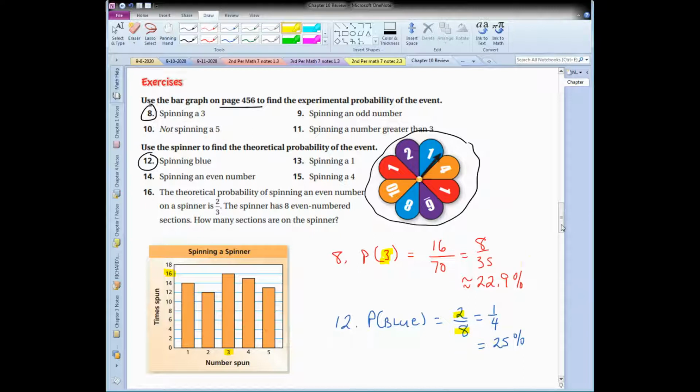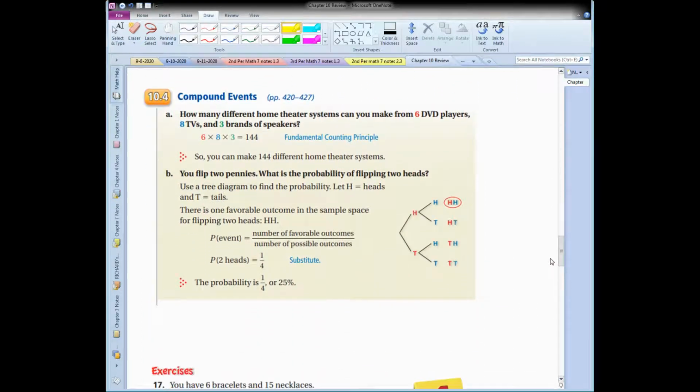All right? Very good. Let's talk about compound events. And this is where we learned about the fundamental counting principle. All right? That says, hey, let's look at this example. It's how many different home theater systems can you make from 6 DVDs, 8 TVs, and 3 brands of speakers? So the fundamental counting principle says, hey, if you want to figure out what the PO is, the number of possible outcomes, then all you have to do is multiply the number of outcomes for each specific thing that you're looking at.